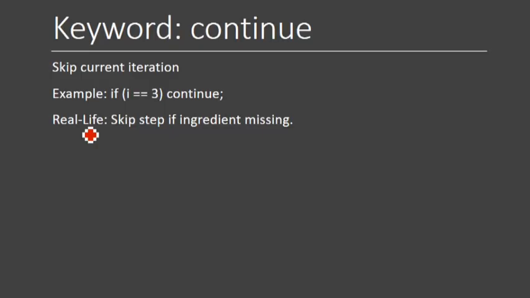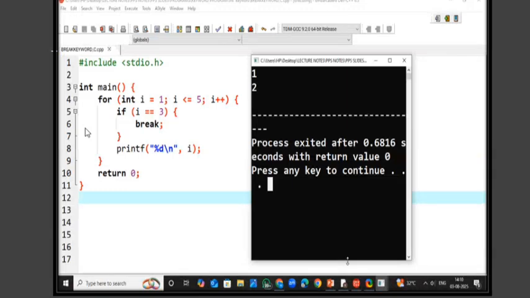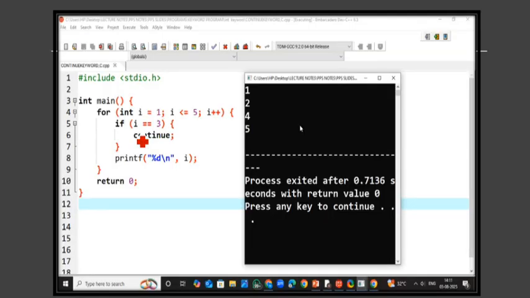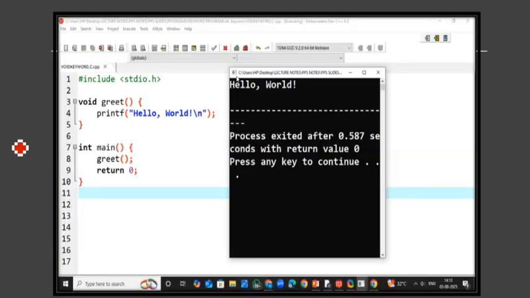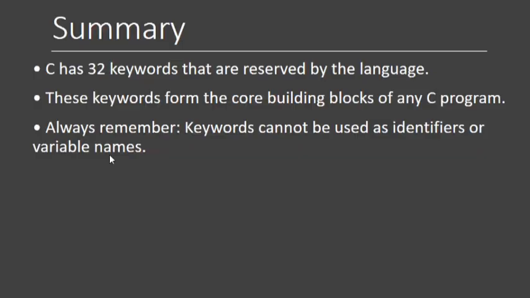Then break and continue. Break is one keyword, and continue is also a keyword. These are various keywords which are used in various programs according to the programming process. And void means no return type. Here we are using void.